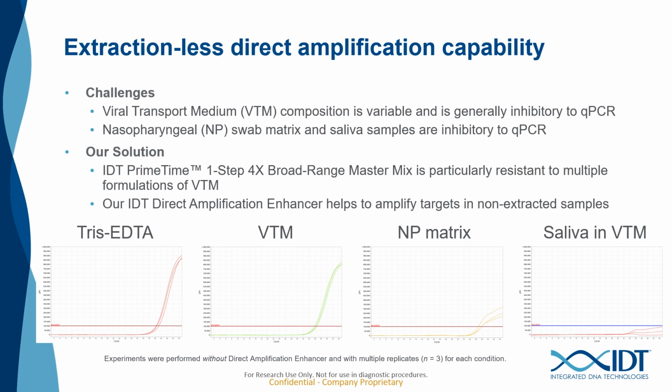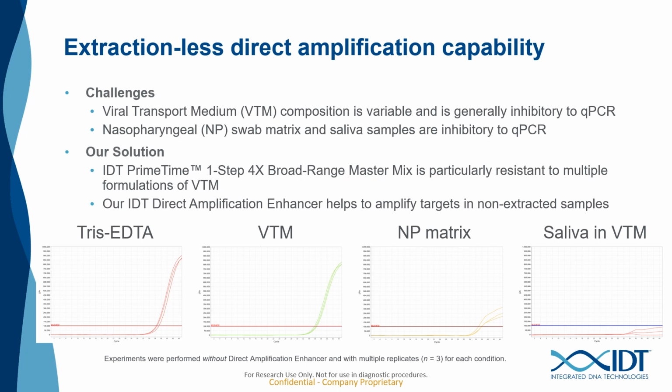In all, we have tested more than 10 different formulations of VTM, and our new master mix stands up to them all. Another challenge is nasopharyngeal and saliva samples are highly inhibitory to qPCR as they are loaded with nucleases, proteases, and numerous inhibitory compounds. These sample types habitually reduce the lower input identification and endpoint fluorescence of RT-qPCR master mixes, and there is no cost-effective RNase inhibitor solutions on the market that are thermostable.